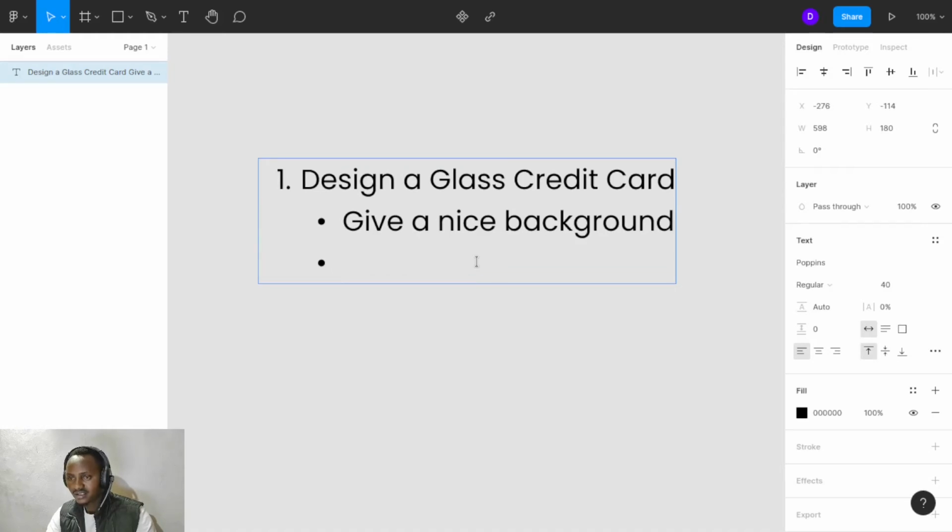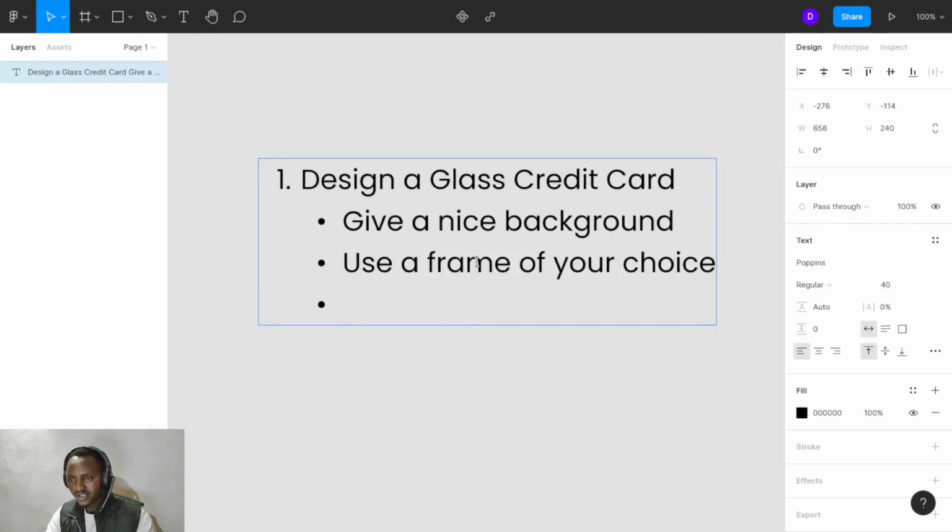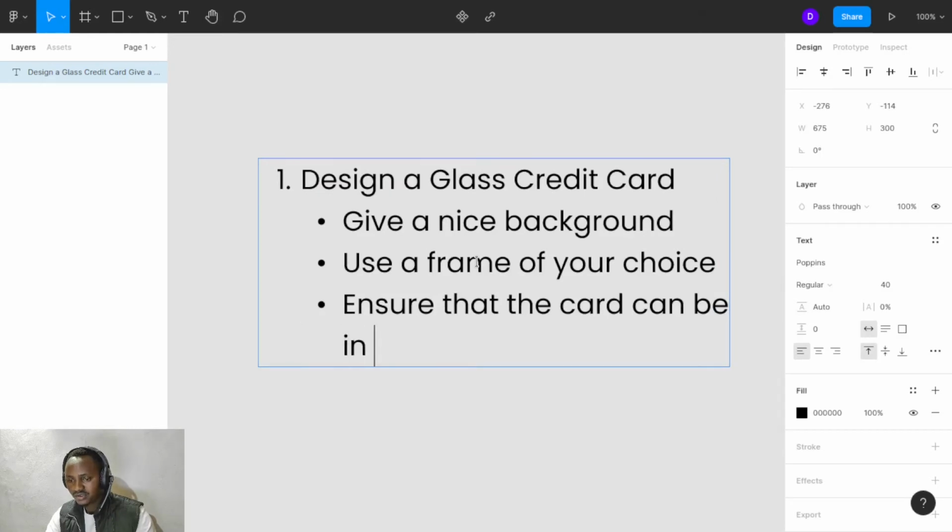You are also required to use a frame of your choice. Number 3, ensure that the card can be used in YouTube thumbnails.